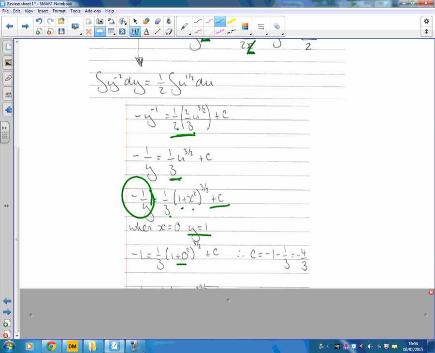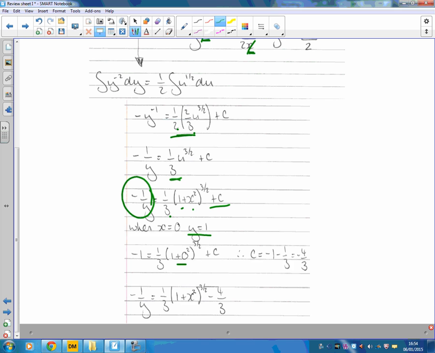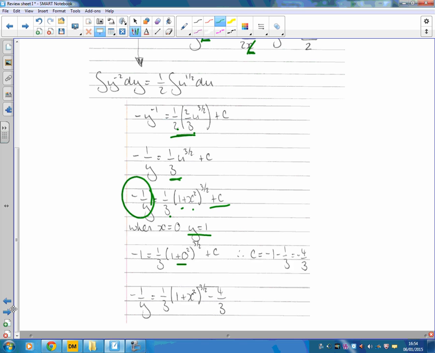Okay. Let's rewrite our final answer, but with the c in. So I've got minus 1 over y equals a third, 1 plus x squared, all to the 3 over 2, take away 4/3, and we finished. Well done.